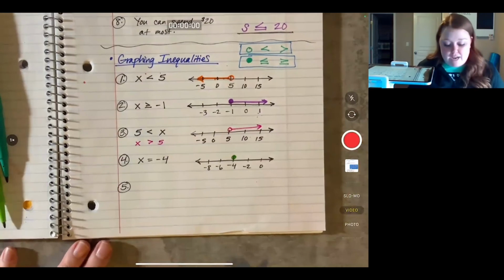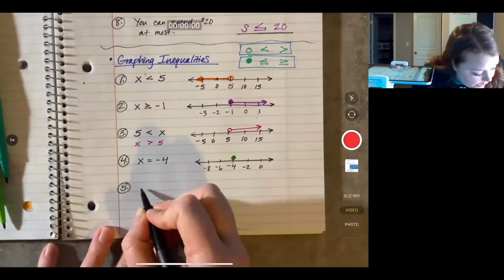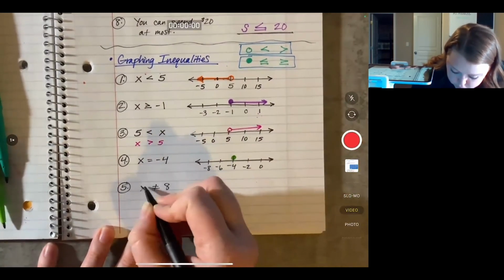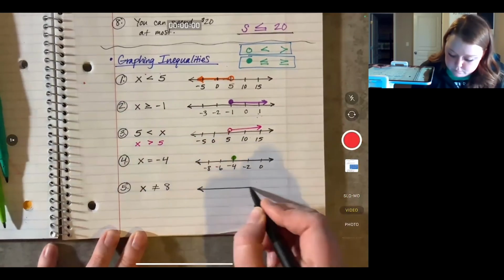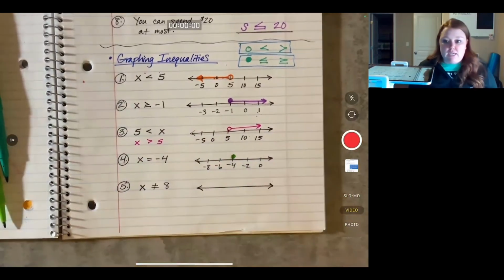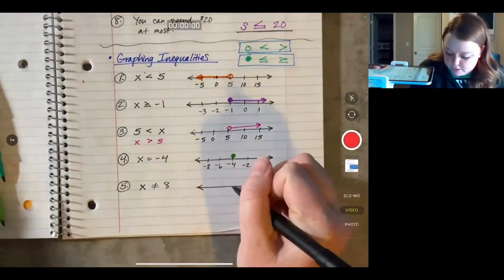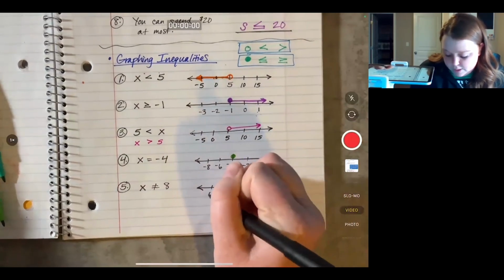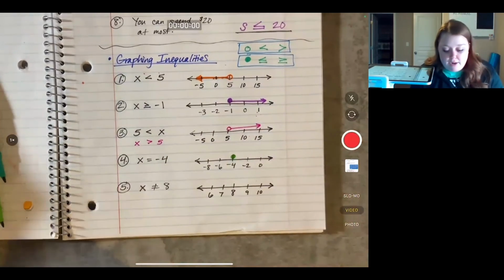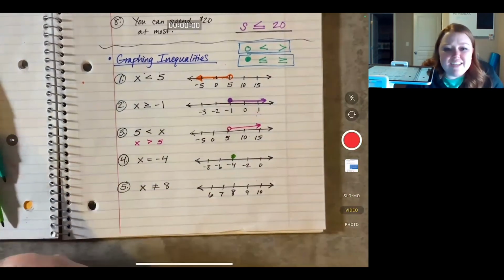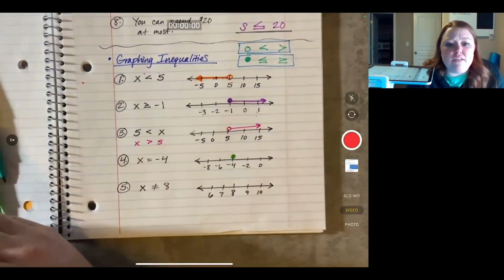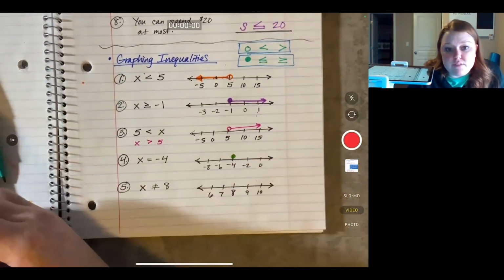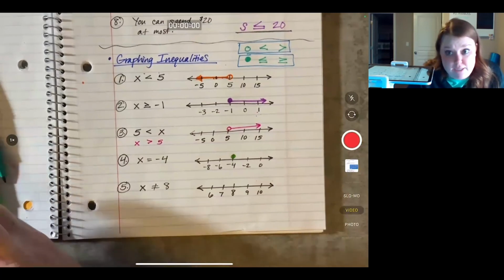Okay, and number 5. Number 5, you have x is not equal to 8. So I'm going to put 8 in the middle. I'm just going to count by 1s this time. You can count by whatever you want to count by. All right, I look at this symbol, does not equal. X does not equal 8. It can't be 8. Well, if it can't be 8, basically what that means is it's anything but 8.